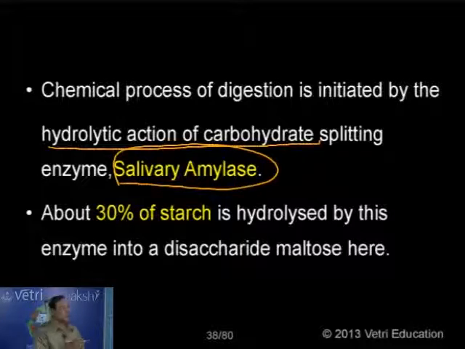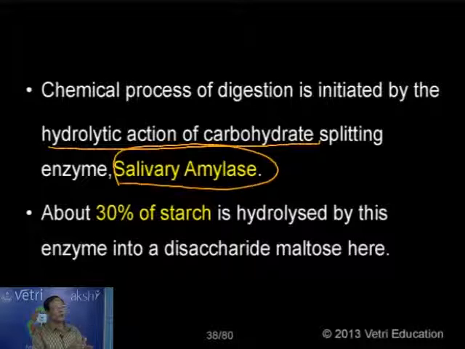It is normally working on cooked starch. It can digest only cooked starch. So the salivary amylase is working on cooked starch rather than raw starch. Nearly 30% of the starch that we take is hydrolyzed in the buccal cavity by the action of salivary amylase.